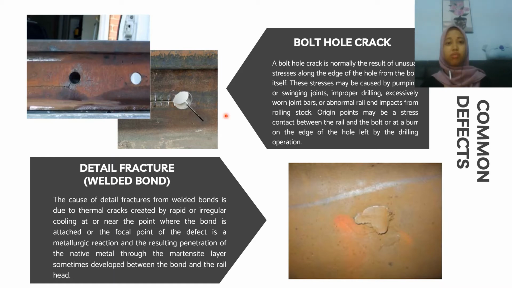Next one is the detail fracture from the welded bonds, which is due to thermal cracks created by rapid or irregular cooling at or near the point where the bond is attached. The focal point of the defect is a metallurgical reaction and the resulting penetration of the native metal through the martensite layer, sometimes developed between the bond and the rail head.